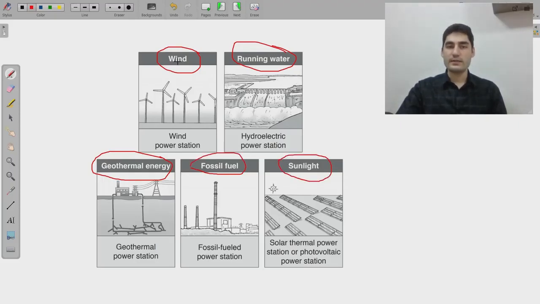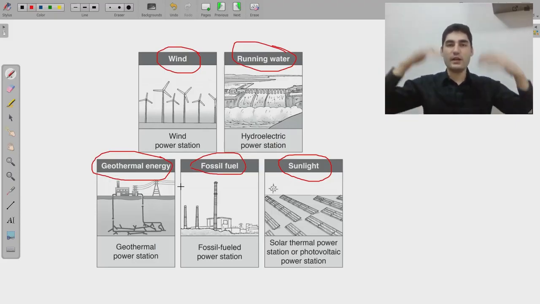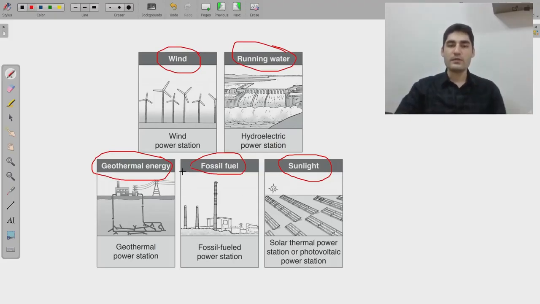What was the wind? The wind is in the air, right? Running water, like waterfalls, the water is falling down. Geothermal energy, like the energy underground. Fossil fuel, like fossils from millions of years ago, dinosaurs. And sunlight, we know the sunlight, the sun.